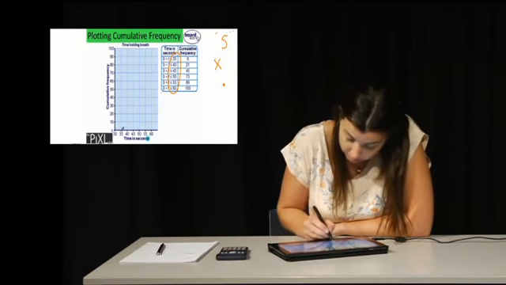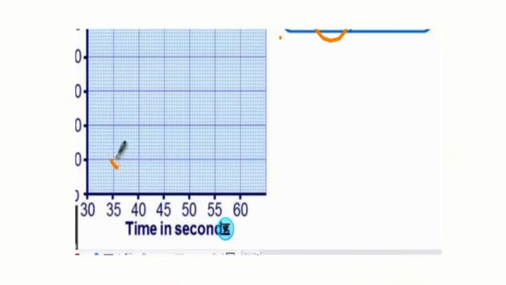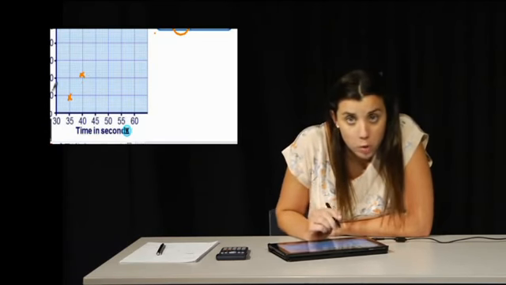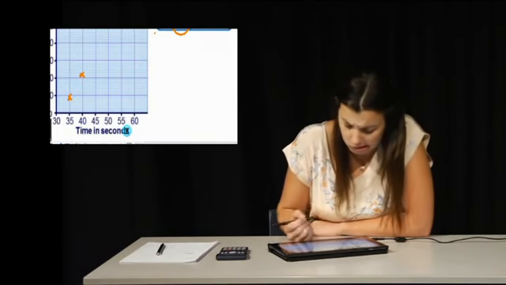I go along 35 on my x-axis, and I go up to 9. So really carefully plotting my point there as a cross. My next one is 40, and I go up to 21. Okay, 4 more points for you to plot. Off you go, and we'll go and have a look at the graph together in a moment. 1 minute, off you go.